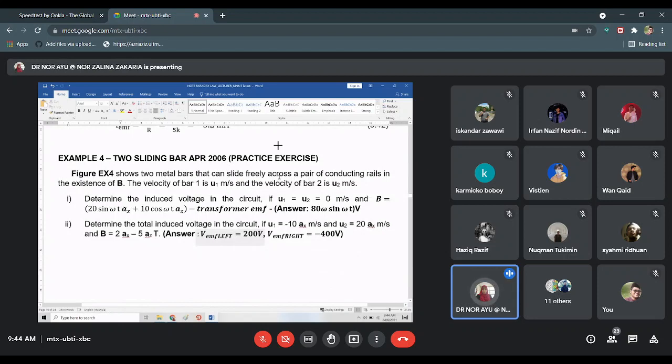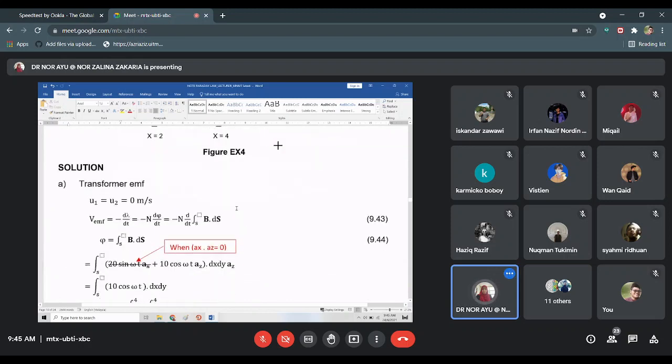Two metal bars can slide freely across a pair of conducting rails, with B given, and the velocity of bar 1 is U1 and the velocity of bar 2 is U2. Determine the induced voltage in the circuit if U1 equals U2 and B is this. Okay, so U1 equals U2 equals 0, meaning it's not moving. Your B has a unit of T, so you need to use transformer EMF, because B has a time-varying value. It means B is the one that is changing, so transformer EMF.